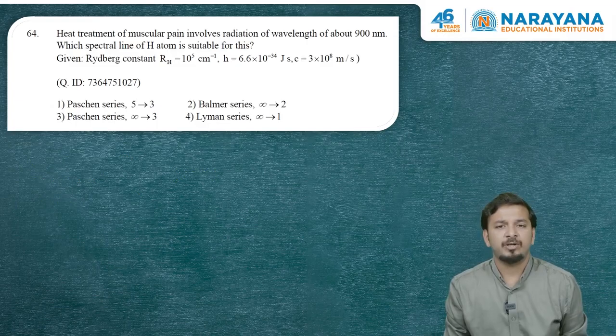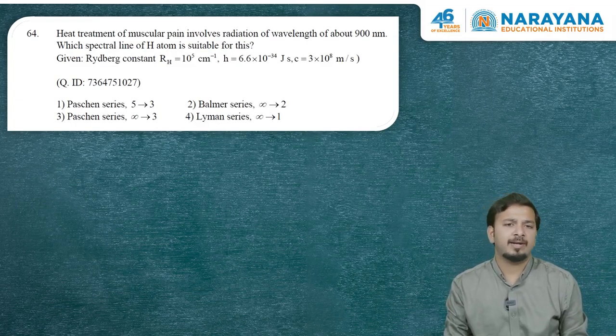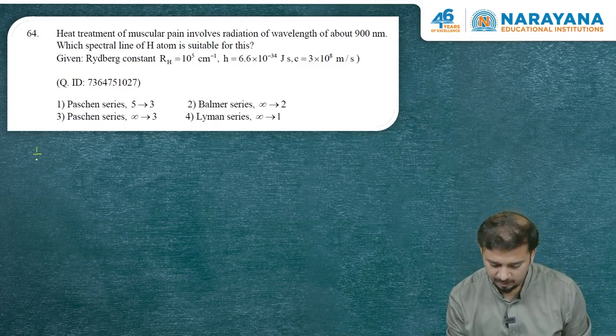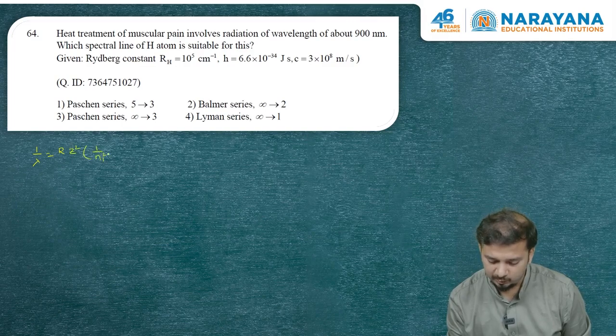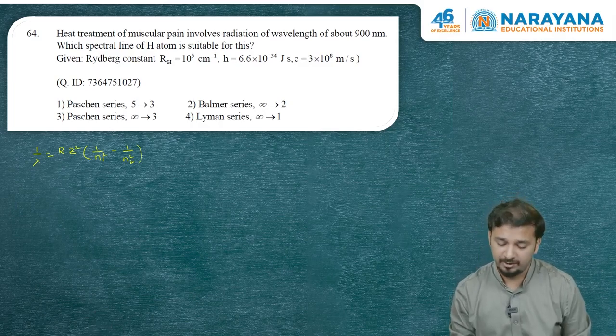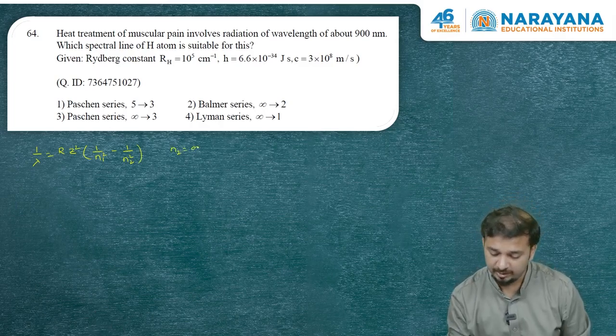Question is, heat treatment of muscular pain involves radiation of wavelength of about 900 nanometer. Which spectral line of hydrogen atom is suitable for this? So we can use this formula, 1 upon lambda is equal to R into Z square, 1 upon N1 square minus 1 upon N2 square. Now, I'm assuming that the line is coming from infinite orbit. So N2 in this case will be infinite.